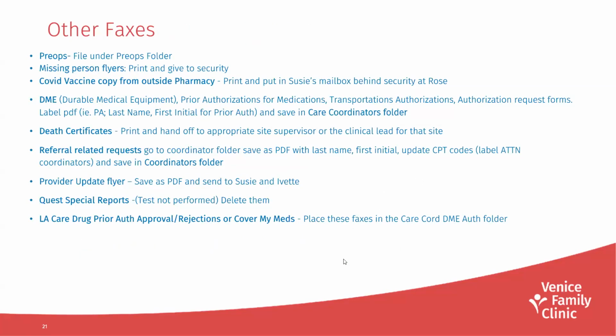We have other faxes that we receive on a regular basis. For pre-ops, we file them under our pre-ops folder. If we get any missing person flyers, we print them out and give them to our security department. Any COVID vaccine copies from outside pharmacies, we print and put in Susie's mailbox. For Rose, we have our mailbox behind our security.